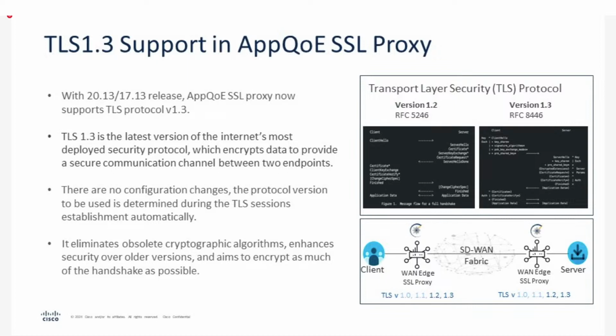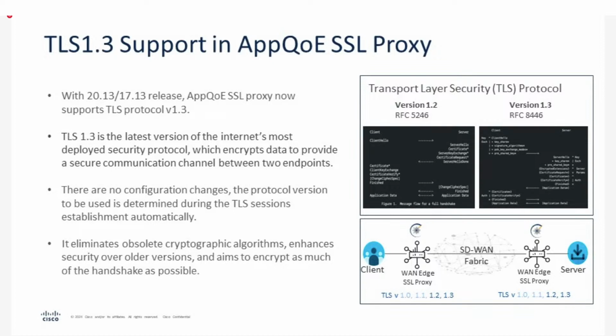Currently, the transport layer security version used is TLS 1.2, and we have now upgraded this to TLS version 1.3, which was not supported in SD-WAN until today. TLS 1.3 has its own benefits, right? It gives us a much simpler, faster, and more secure version than TLS 1.2.